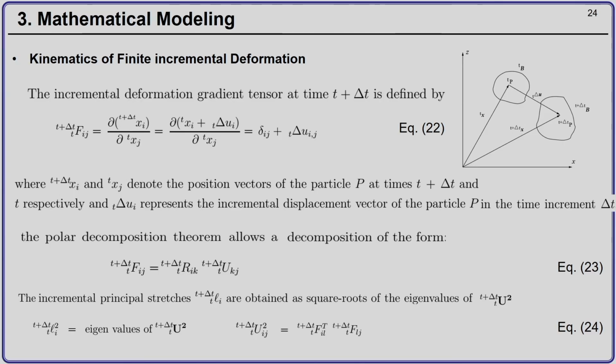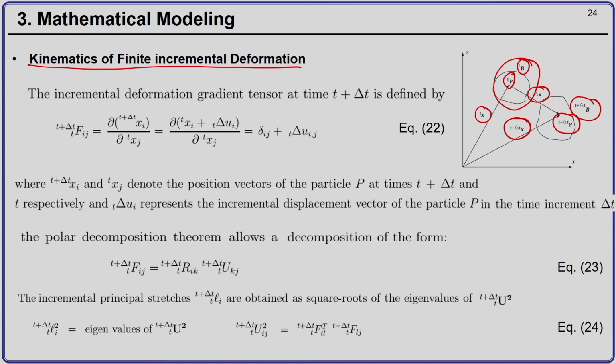Now, coming to the kinematics of finite incremental deformation. You consider you have a body at time t. So, we know the configuration at time t, and consider a point P whose current coordinate is given by ᵗx. And now, over the time delta t, there is a displacement delta u and the body occupies the new position ᵗ⁺ᐞᵗP. Therefore, the new position of the point P is ᵗ⁺ᐞᵗP and the new position vector is given by ᵗ⁺ᐞᵗx.